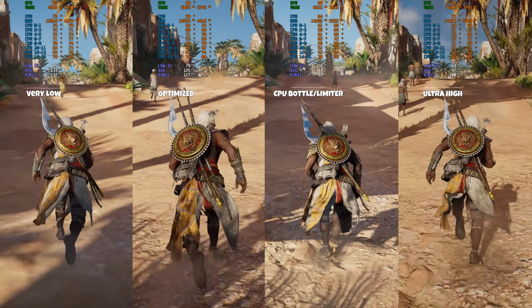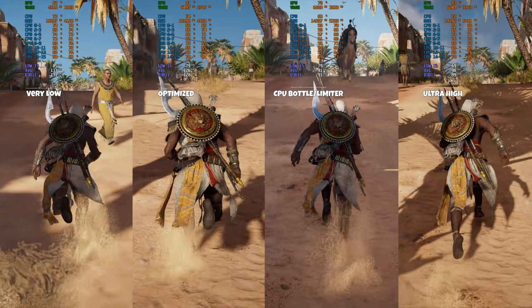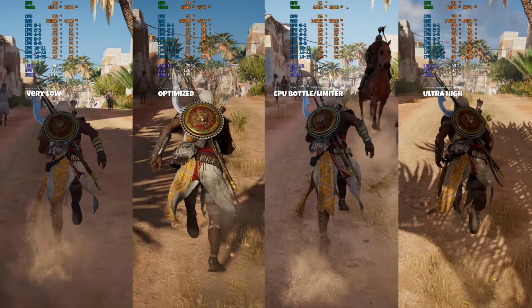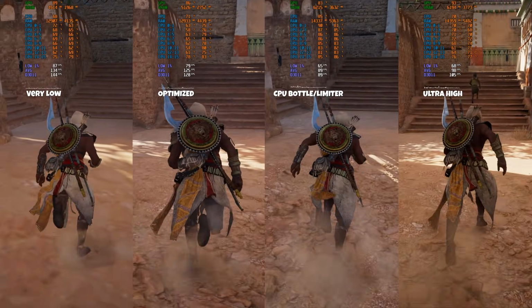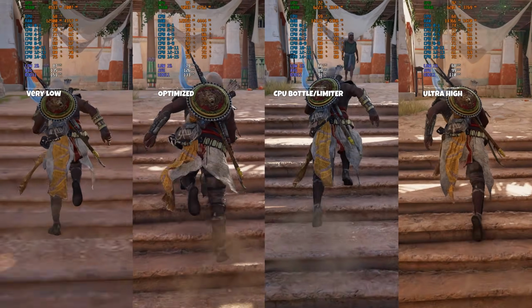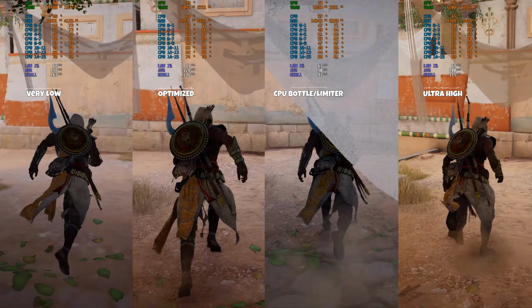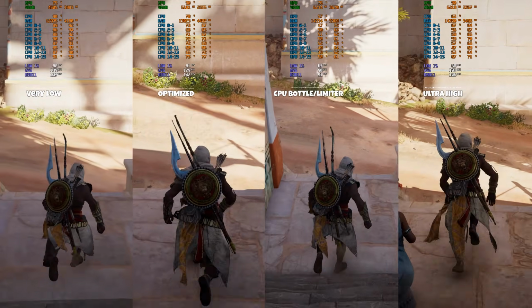And you can see that it is indeed the most stable experience. The FPS doesn't fluctuate at all. You can still see on the frame rate graph that there are a few small bumps here and there. But for the most part, it's very stable, except for the 1% lows, which are still worse than the optimized settings and the very low settings.